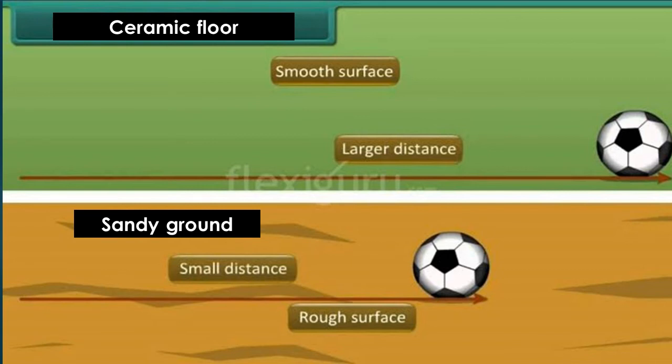And the other ball, which is on the ceramic floor, will have a longer distance. Why? Because its friction force is low. Why? Because its surface is smooth. Then again, the type of the surface material will affect the friction force. When I have a rough surface, the friction force increases, and when I have a smooth surface, the friction force decreases.